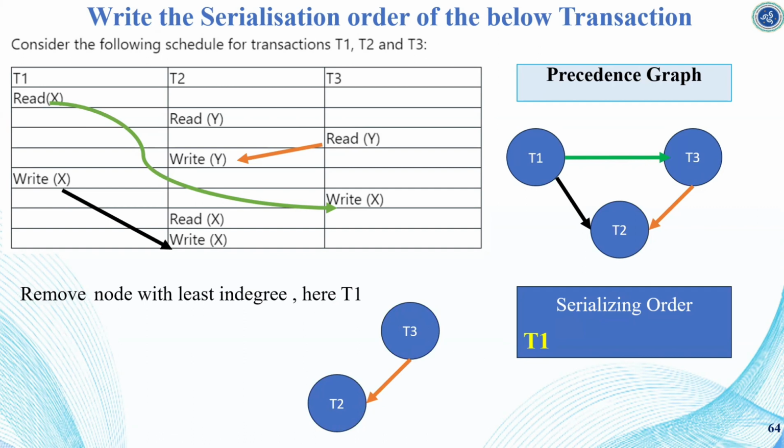Then again we have to remove the next node which has the least in-degree. Here that is T3. So after T1, we have to execute the transaction T3. Then finally we have to execute the transaction T2. So this will be the order: T1, T3, and T2.